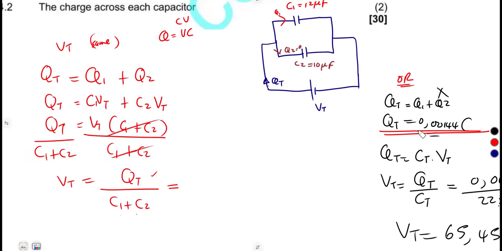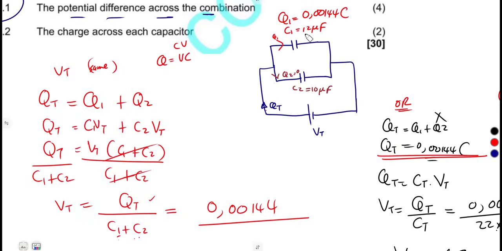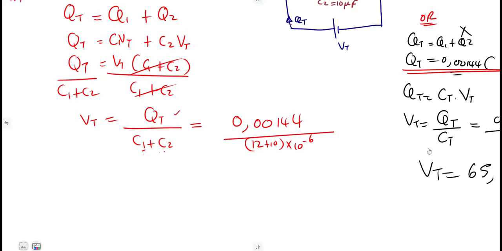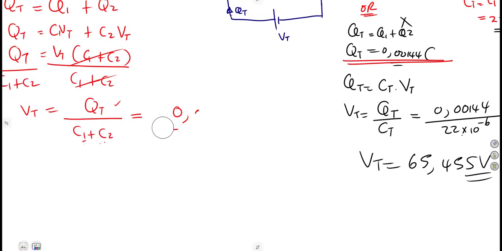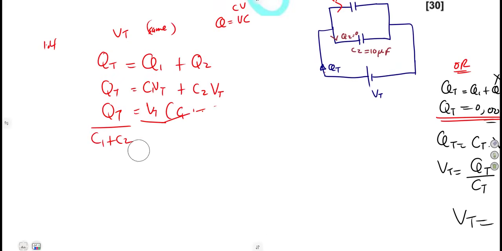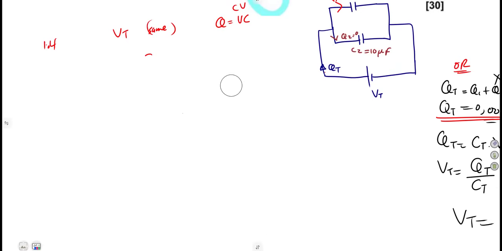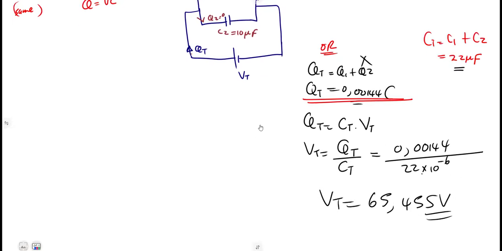Let's take our total charge here, 0.00144 over what? C1 plus C2, those capacitances, you just add them. 12 plus 10 microfarad times 10 to the exponent of -6. That was going to give us the same answer that we just obtained here. So that's it. That's your total voltage, just like that. So many ways of playing around when you are dealing with these calculations, all right?